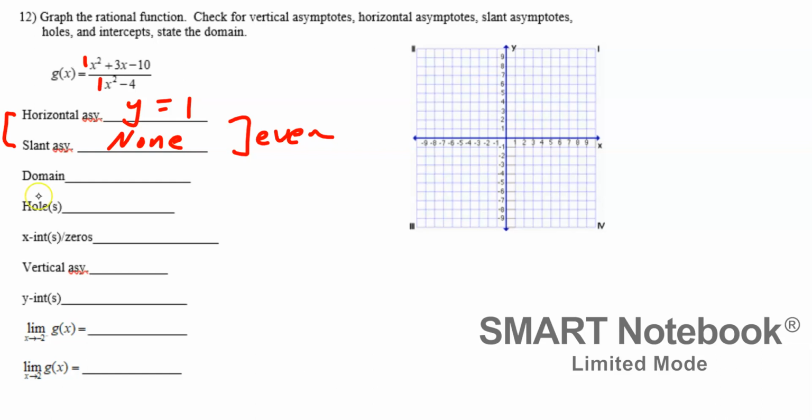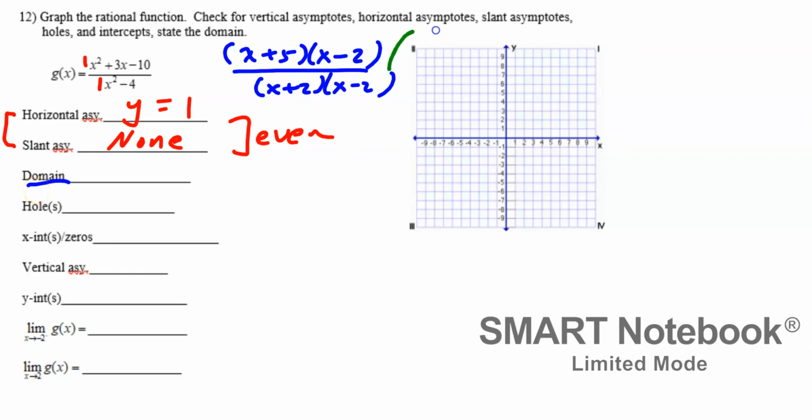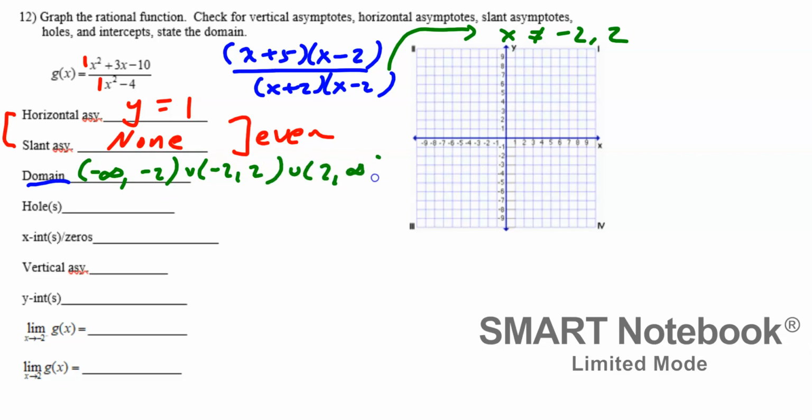Your domain you find by first factoring. So the top ends up being x plus 5, x minus 2, and the bottom is going to be x plus 2, x minus 2. So before I cross anything out, my domain again represents what I can have. And in the denominator, x cannot be -2 or +2. That means that my domain is everything else. -infinity to -2, -2 to 2, 2 to infinity.